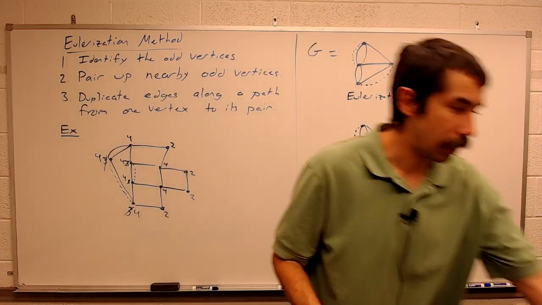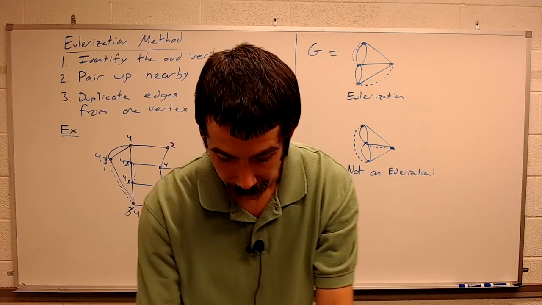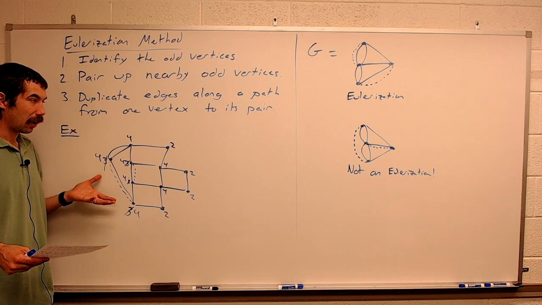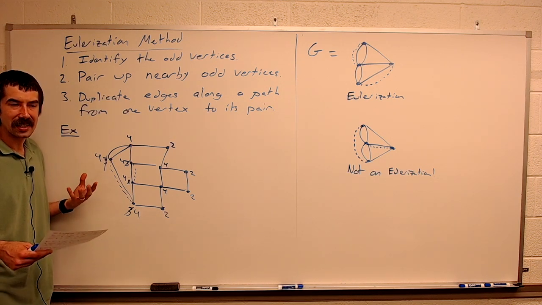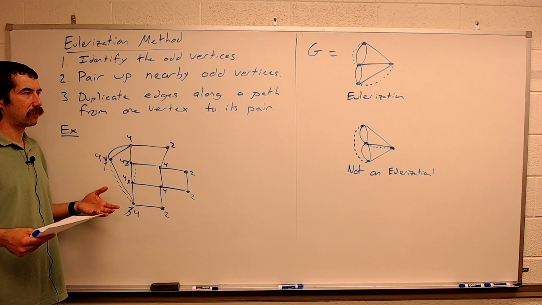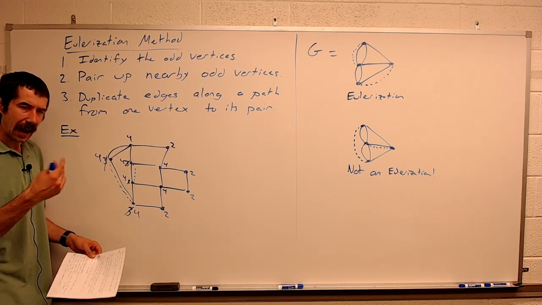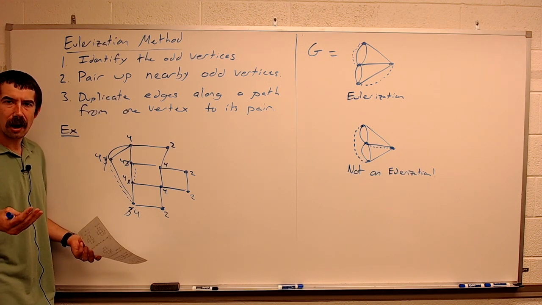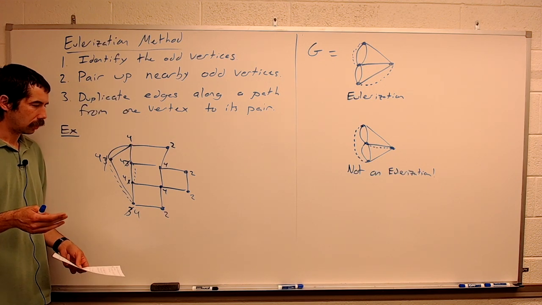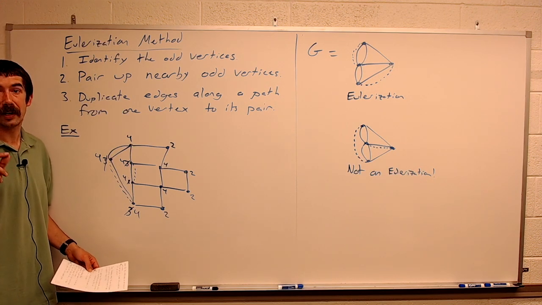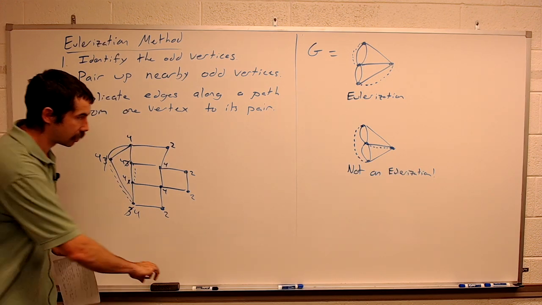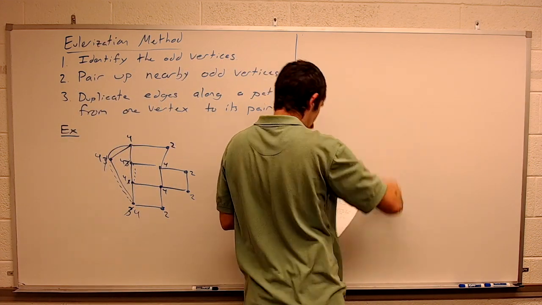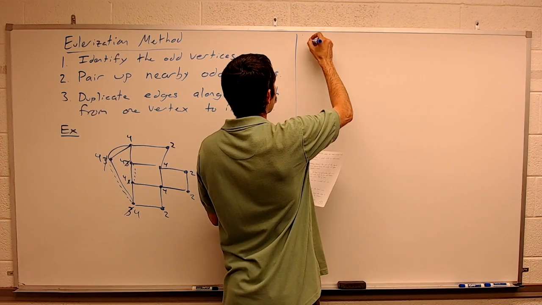Okay, but what you might be interested in is maybe there could be a graph that has an odd number of odd vertices. Right? Then how would you pair them up? Let's say there were 3 odd vertices. How would you pair them up? Well, it turns out it's impossible for there to be an odd number of odd vertices. And we're going to see that in the following theorem.